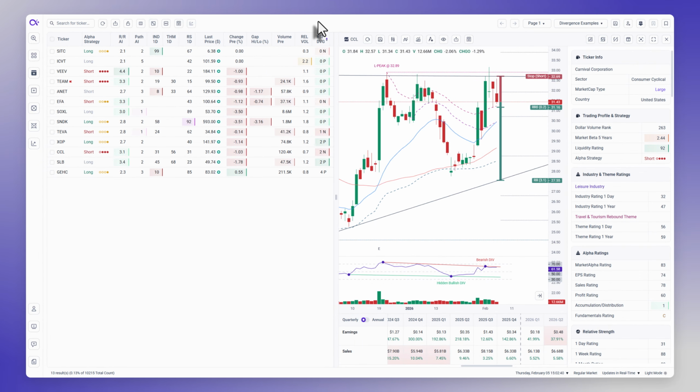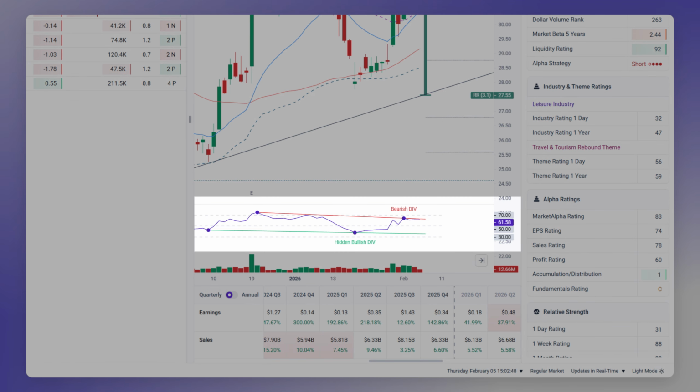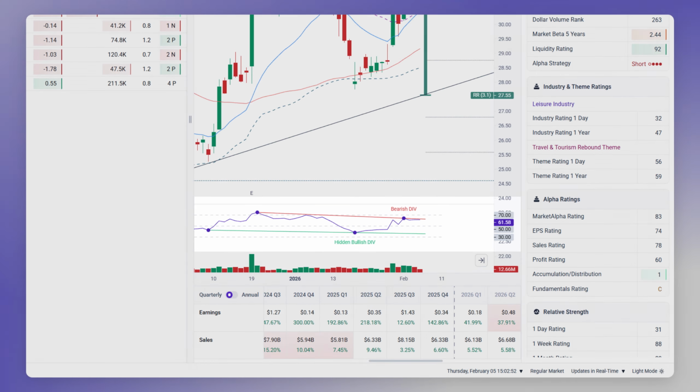MarketAlpha automatically detects bullish and bearish divergence using the 14 Days Relative Strength Index. RSI is a momentum oscillator that measures the strength of recent price movement on the 0 to 100 scale. As a quick reference, readings above 70 often signal overbought conditions, and readings below 30 often signal oversold conditions. But the real value is divergence, when price and RSI stop agreeing.